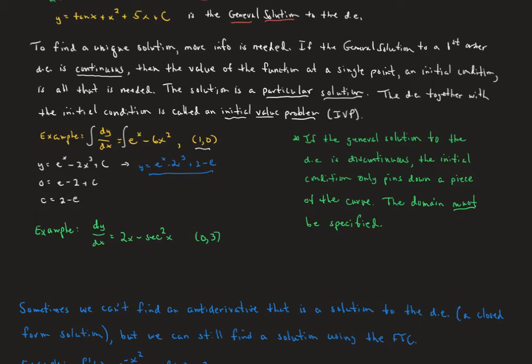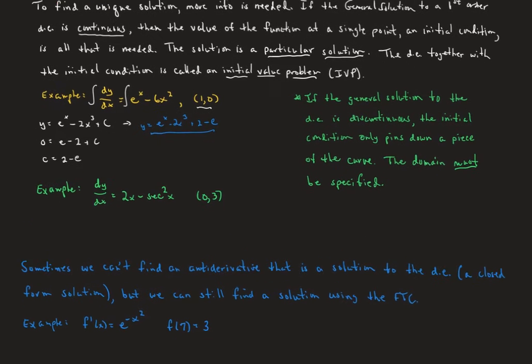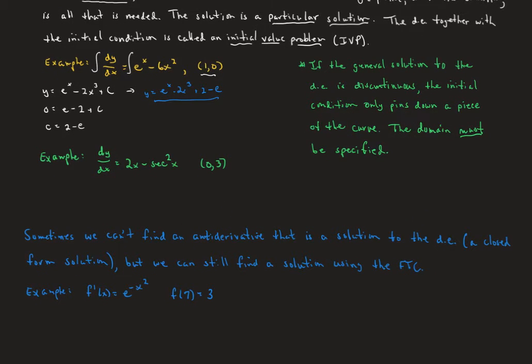Now, in the green here, we see if the general solution to the differential equation is discontinuous, then the initial condition is only good for a small piece of the curve, and the domain needs to be specified. So in the one we just did, this is continuous everywhere, so we don't have to worry about the domain at all. But in this next one, we can see that if we integrate both sides here, we're going to get y is equal to x squared, and then the integral of secant squared is a tangent, so that's going to be a minus tangent x plus c.